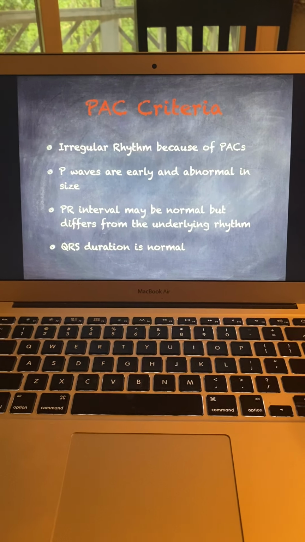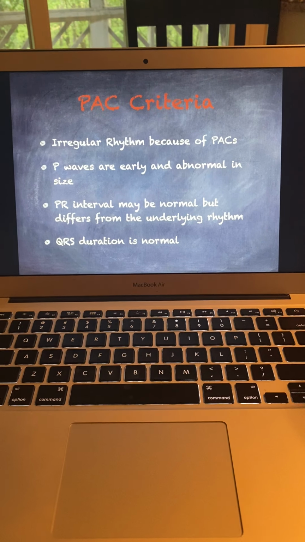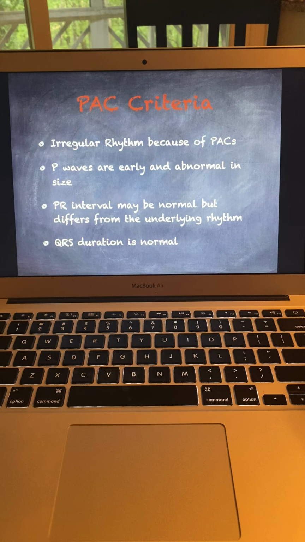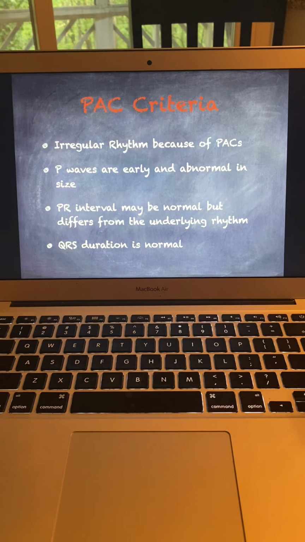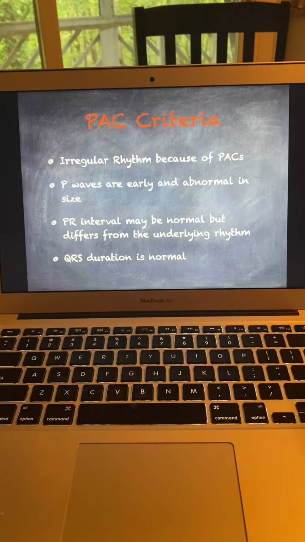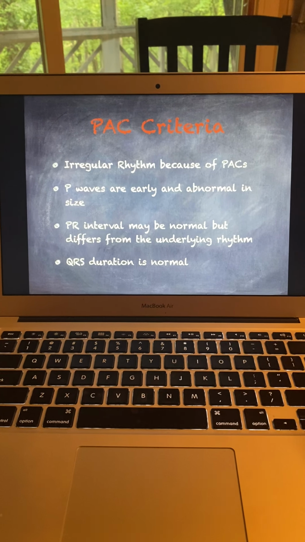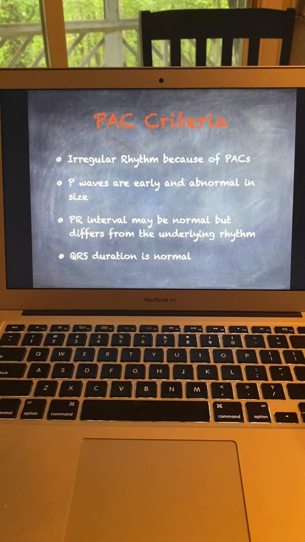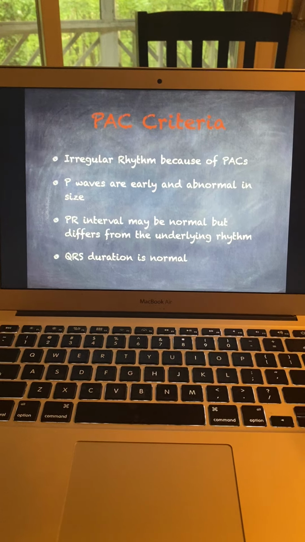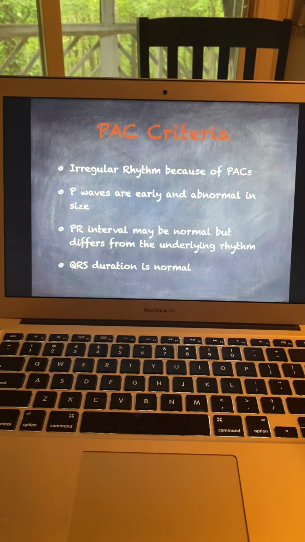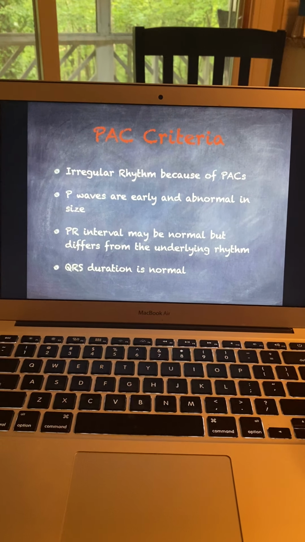So for criteria, this is an irregular rhythm because of the PACs. If you have an irregular P wave beat, it'll initiate an irregular rhythm. The P waves are early and abnormal in size. The PR interval may be normal, but it differs from the underlying rhythm. Like I said before, you might have a patient with a normal sinus rhythm, and then they'll have an early P wave beat, which would then differ your PR interval because of that early beat. Usually with these, the QRS duration is normal because the PAC has really nothing to do with your QRS.